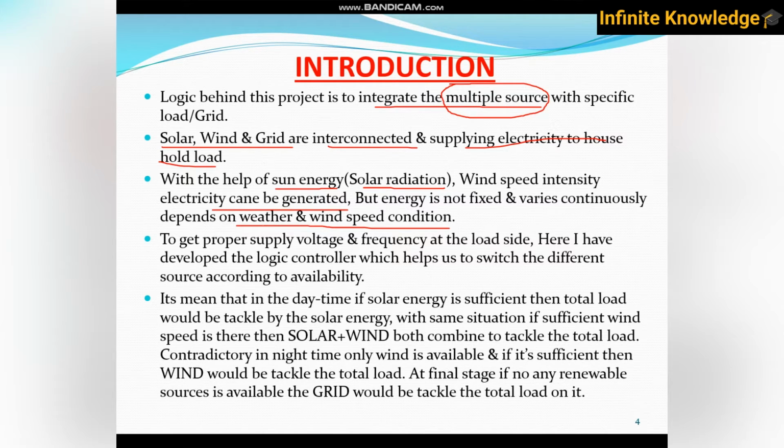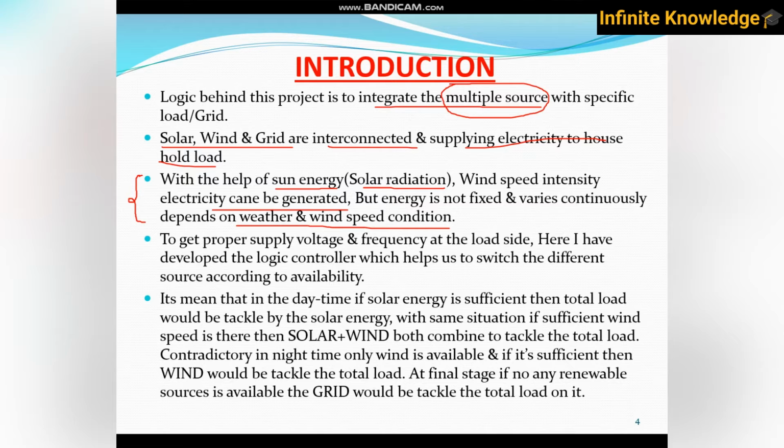Because if cloudy weather is there, you cannot generate a satisfactory voltage by solar energy. And if wind speed is very low, same, you cannot generate a proper voltage. And even when wind speed is very high, to protect your turbine and your generating system, you need to isolate the wind. So these conditions are also affecting. So what should we do during this condition?